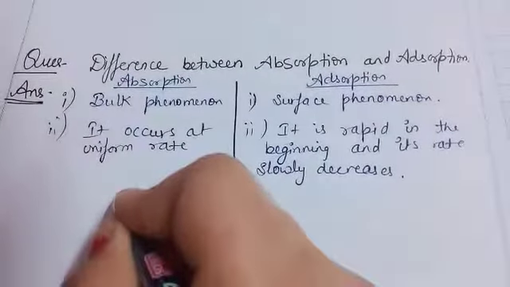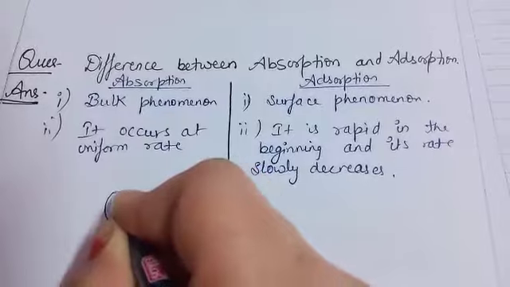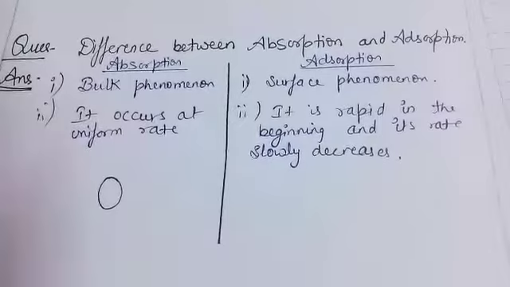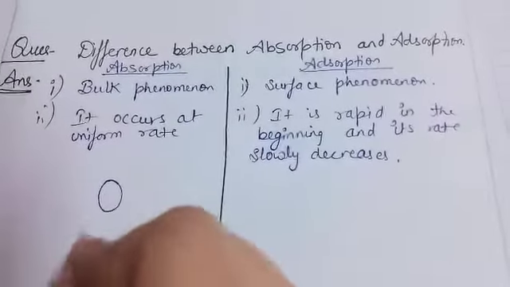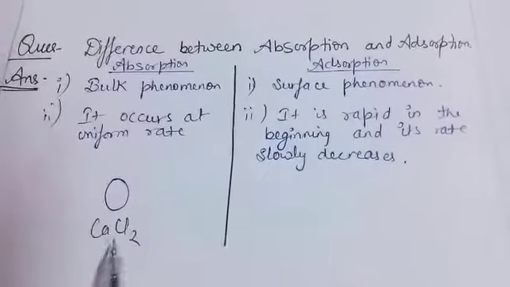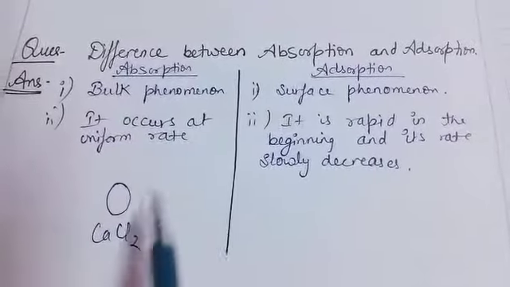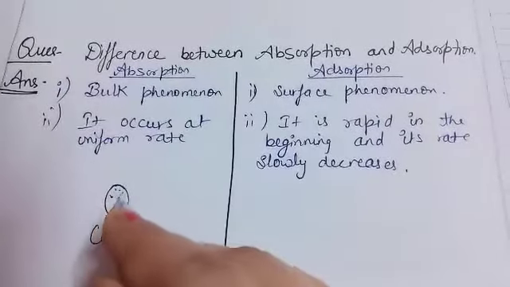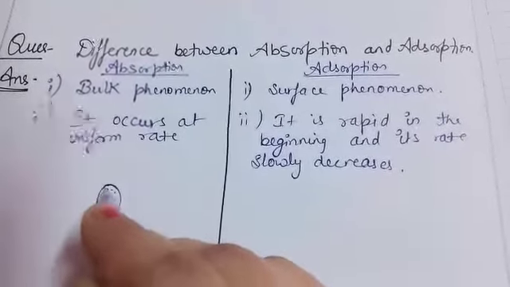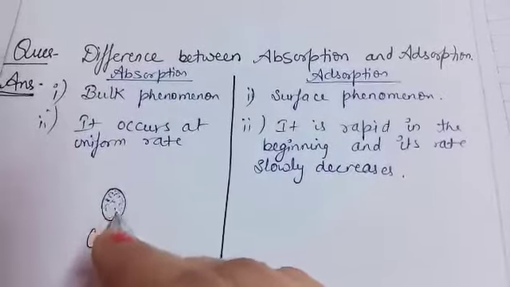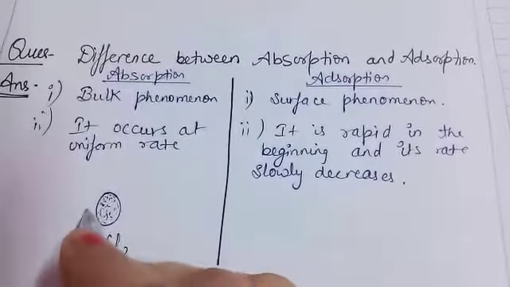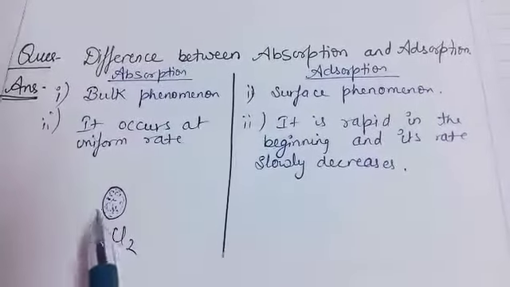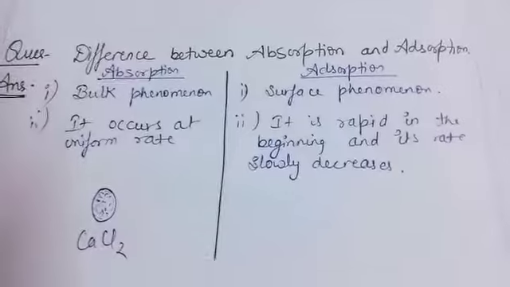Meaning, just see, suppose this is any substance that shows the process of absorption. In this case you can take the example of calcium chloride. This will show the process of absorption. When water molecules are there, it absorbs the water molecules. Absorb means the water molecules are present inside, not just outside. So this process is a bulk phenomenon, it is present all the way inside.